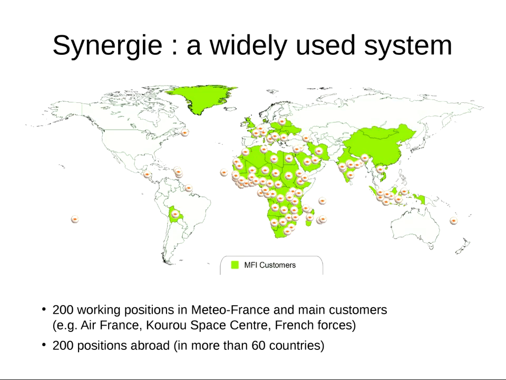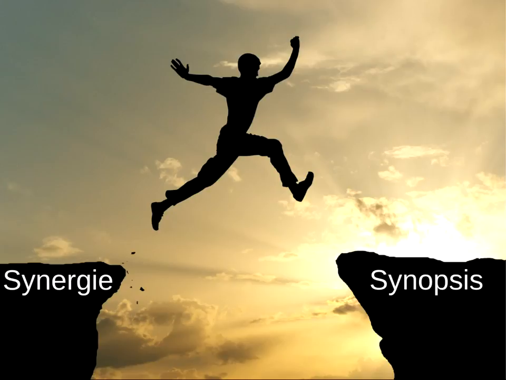Synergie was widely used in more than 200 working positions in Météo France, and the same number abroad in more than 60 countries. So the goal of the project Synopsis was to replace Synergie. And it was a very risky and ambitious project because we had to replace something that was used by generations of forecasters.